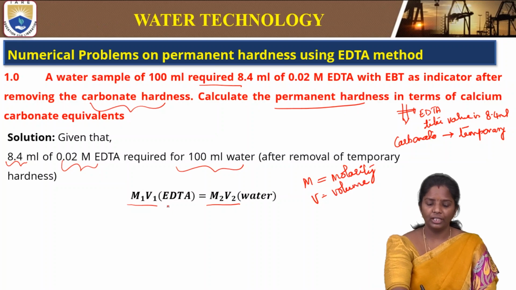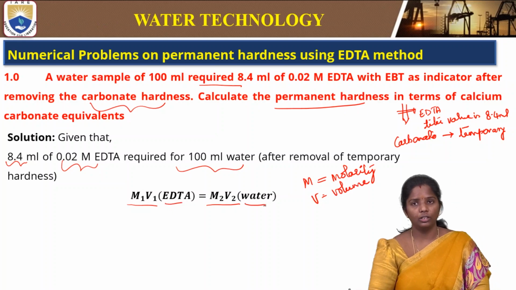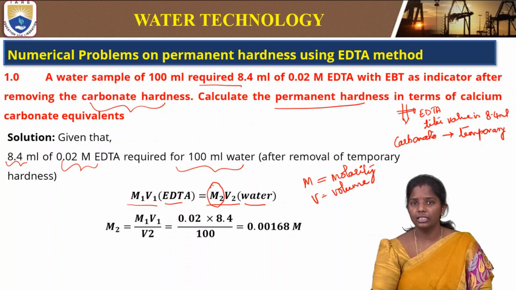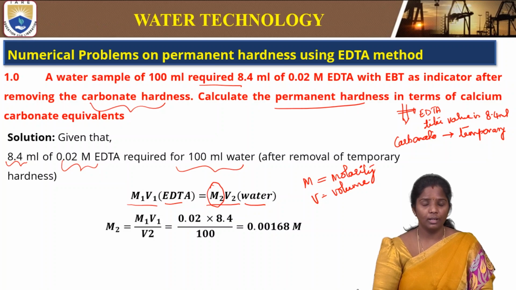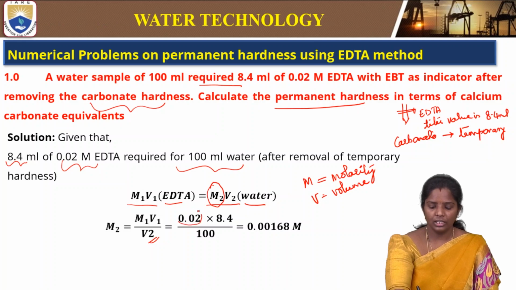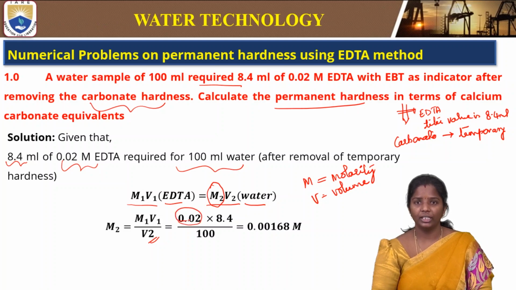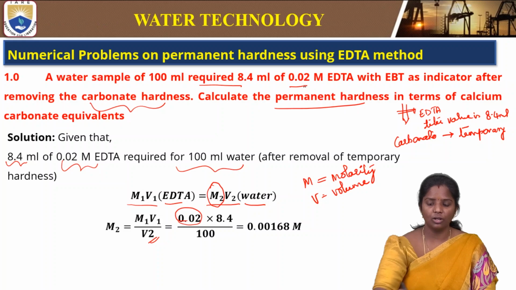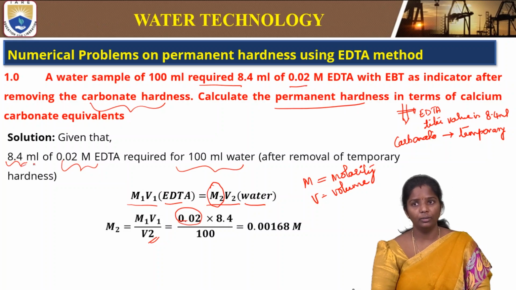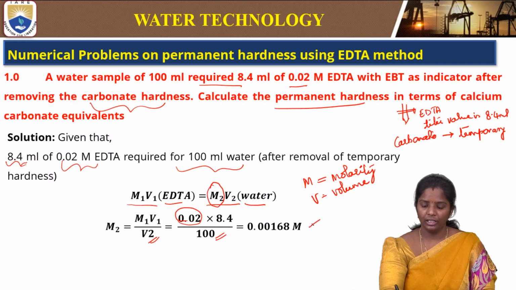So what is the volume of EDTA and volume of water? We know the volumes of EDTA and water. We want to know the concentration of water, that is the concentration of hardness causing salts present in that particular water sample. So M2 is equal to M1V1 by V2. Here M1 is the molarity of EDTA, which is already given in the question: 0.02 into 8.4, the titer value that is the EDTA volume, divided by 100. 100 is the volume of water that is taken. So what did we get?